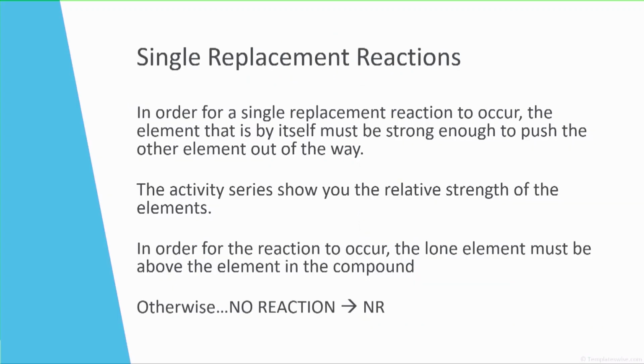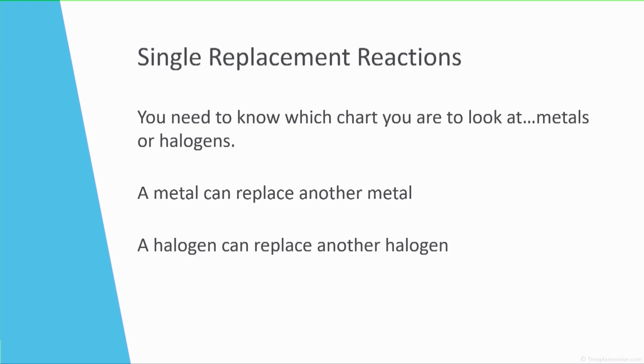For a single replacement reaction to occur, the element that is by itself has got to be more reactive or stronger, if you will, to kick out the one that is bonded. All right? So using the activity series is going to show you the relative strength of these elements. All right? So once again, in order for the reaction to occur, the lone element must be above the element in the compound. It must be more reactive. Otherwise, there's no reaction, or NR. So let's try that out.